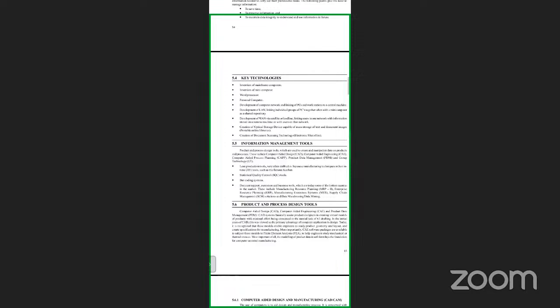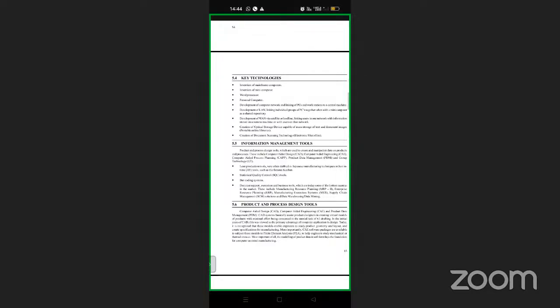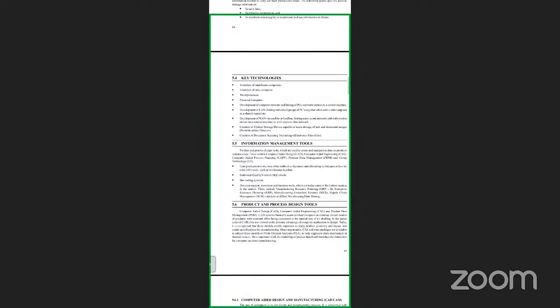If you can have a glance over here: invention of mainframe computers, invention of the minicomputer, word processor, personal computer, development of computer networks and linking of PCs and workstations to a central machine, development of LAN, linking individual groups of PCs together, often with a minicomputer as a shared repository, and also development of WAN, that is wide area network, via satellite or landline, linking users in one network with information stored on a remote machine or with the users on that network.